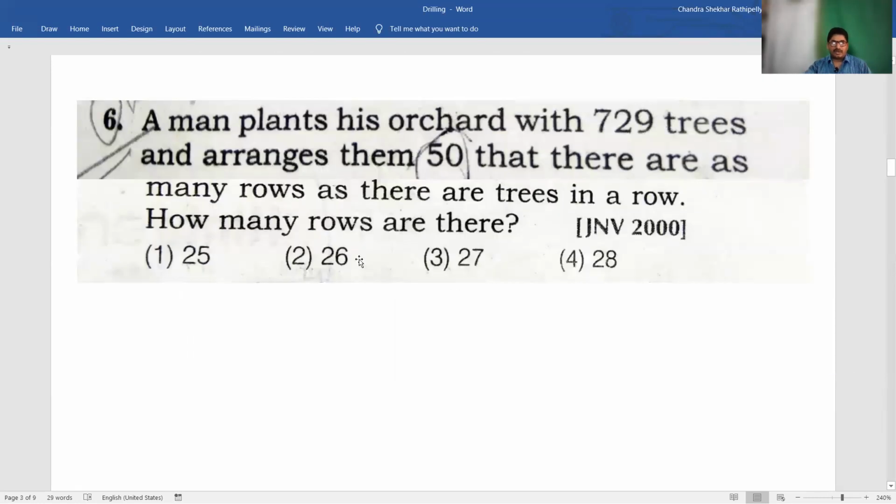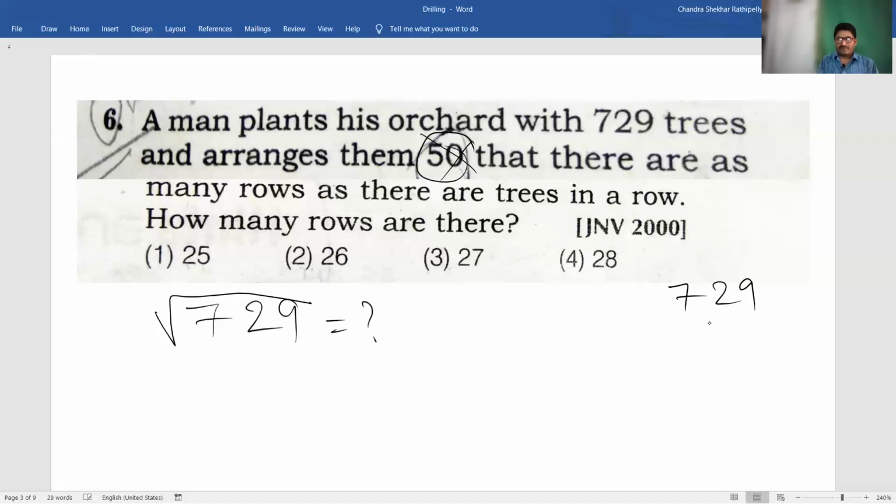Next, sixth one: a man plants his orchard with 729 trees and arranges them so that there are as many rows as there are trees in a row. How many rows are there? In this also, we have to find the square root of 729.